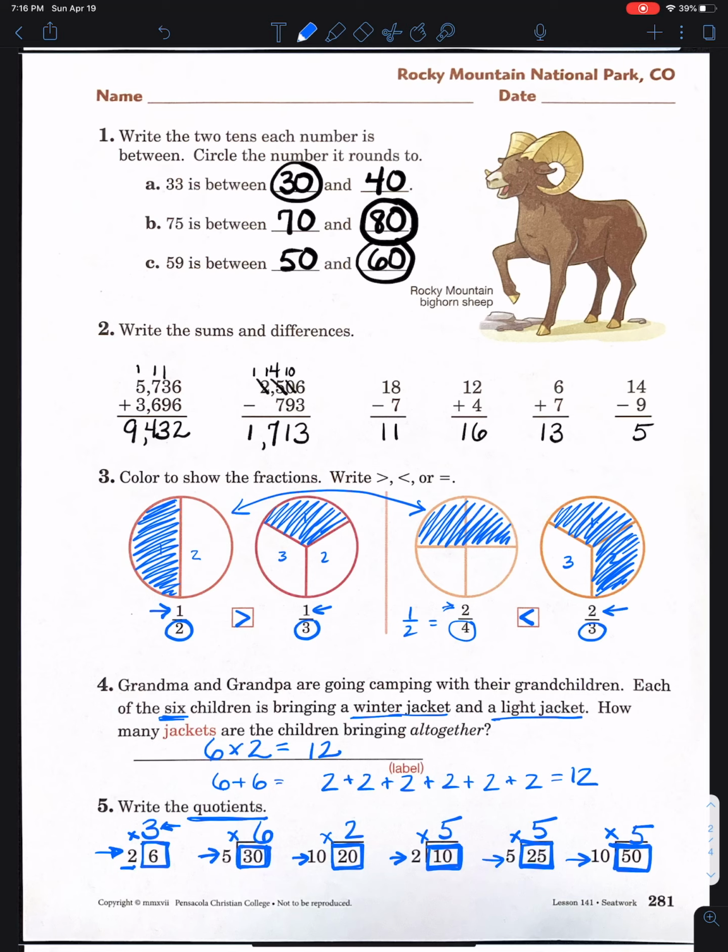Okay, I'm going to stop this video and then start a new one to do the other side of the sheet, page 282.